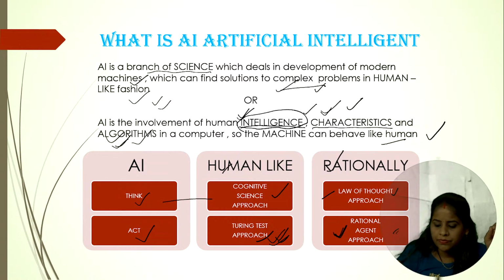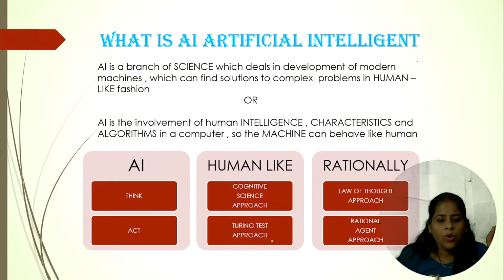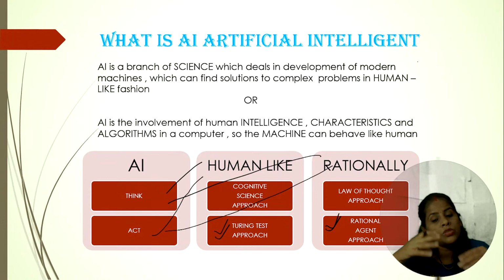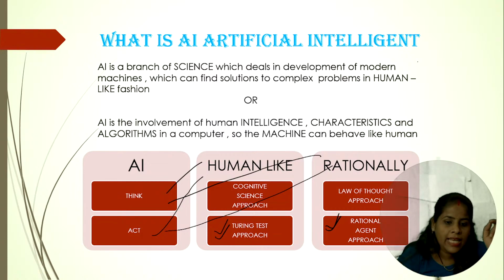Okay, now I will clear this all. Okay, now this is important for us. These 2 topics are important for us. So please keep in your mind: think like human, think rationally, act like human and act rationally. This is the main point. And I will explain to you how to think like human, how to think rationally, how to act like human, how to act rationally. I will also explain all these things. Is it clear? Till now it is clear?